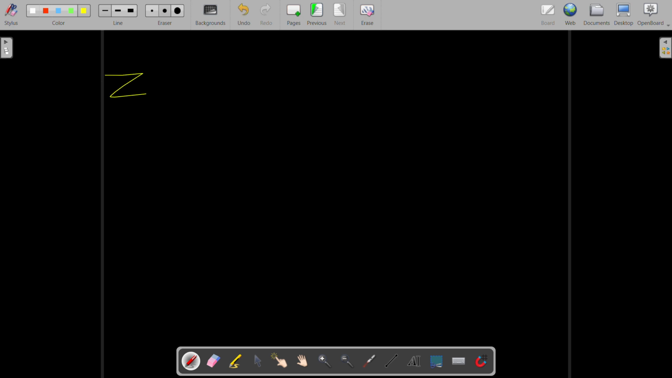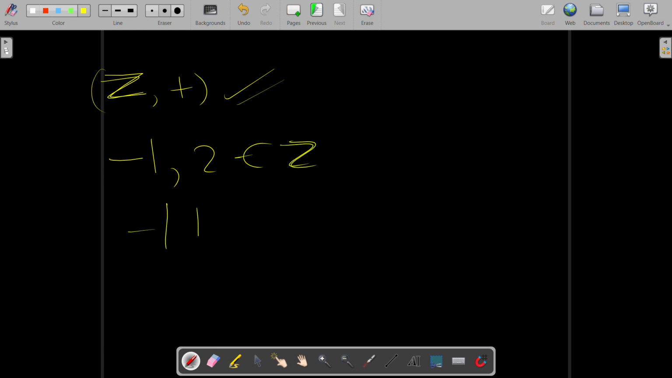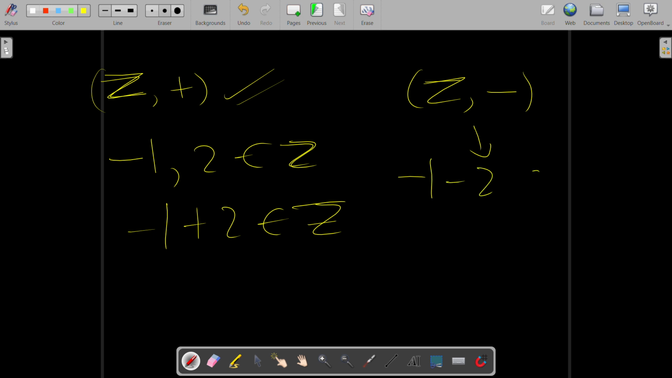Let me give some examples. The set of all integers with respect to the binary operation addition forms a groupoid, because if I take any arbitrary two elements, say minus 1, 2 belongs to Z, then the sum will also belong to Z. The set of all integers and binary composition subtraction also makes a groupoid, because if I take any two integers and subtract them, they will belong to the set of integers.